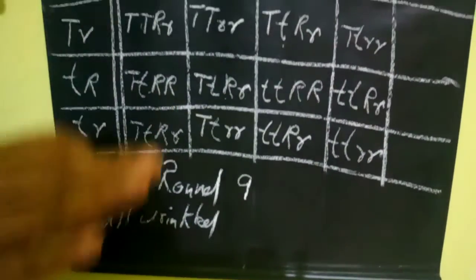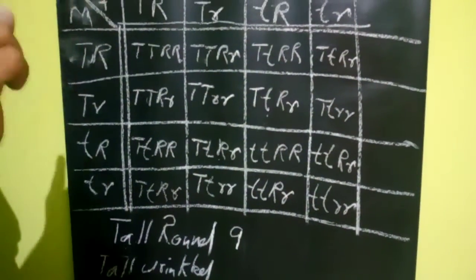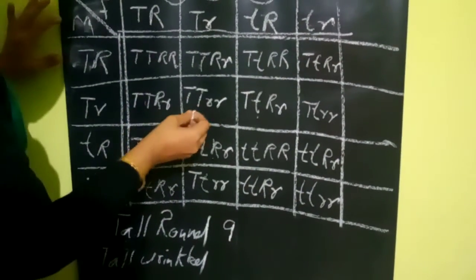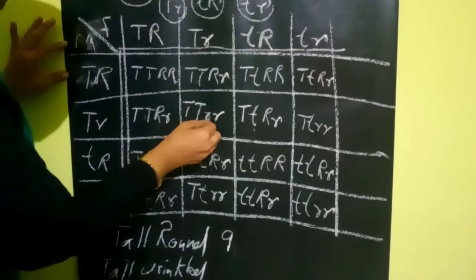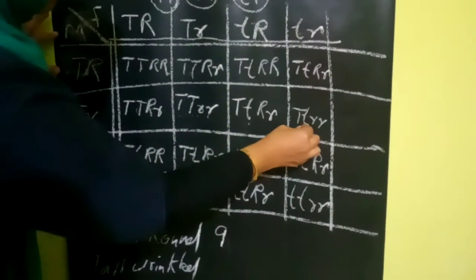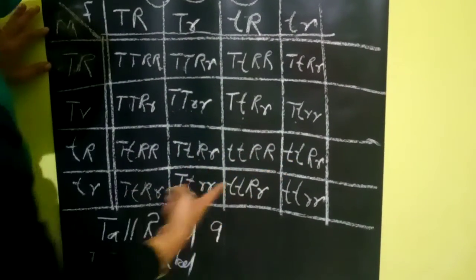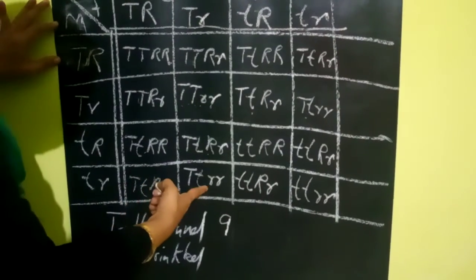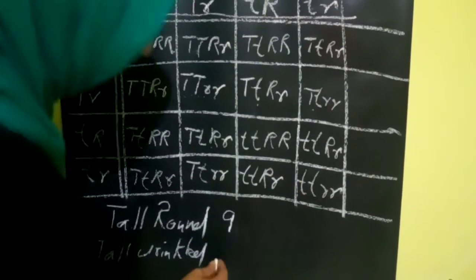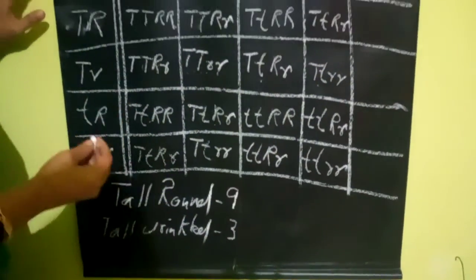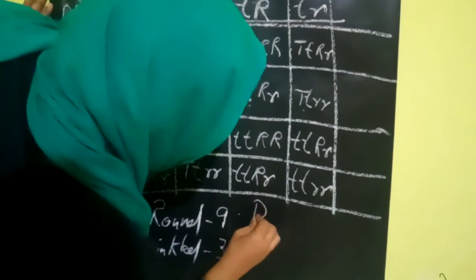The next is tall wrinkled. Wrinkled is a recessive character. Two small letters are needed for the recessive character to appear. One is this tall wrinkled, another, 2, then 3. How many are there? 3 tall wrinkled.